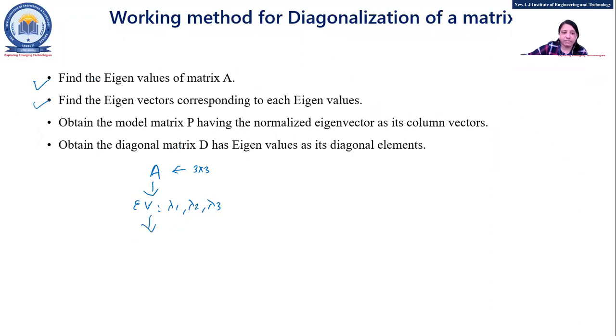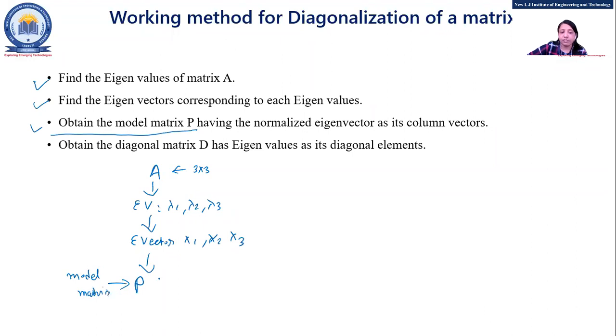Next step is what? Eigenvectors. Say for example x1, x2, and x3. Now you know the method of how to find them out. The next step is what? You need to find out the P matrix. Third is to obtain the modal matrix P. So the name of P is what? A modal matrix. Now how to build that modal matrix?